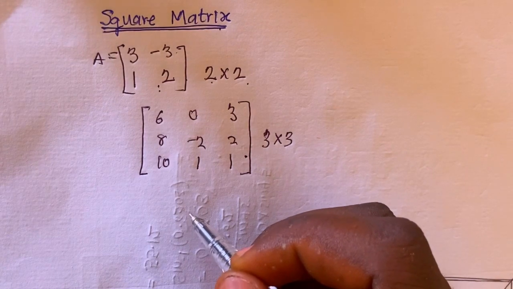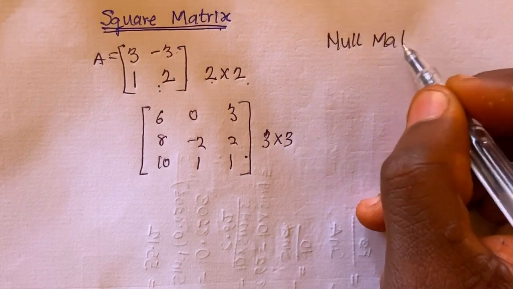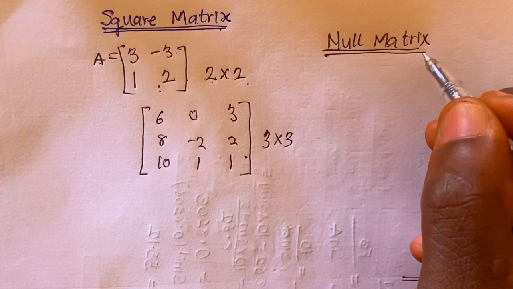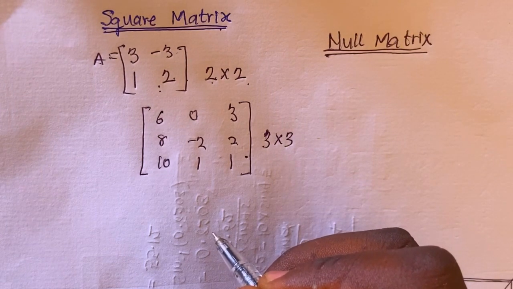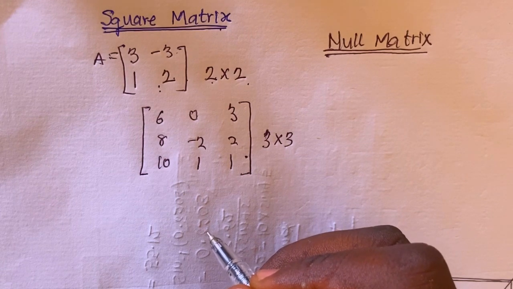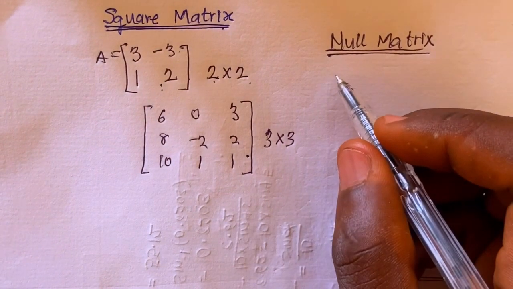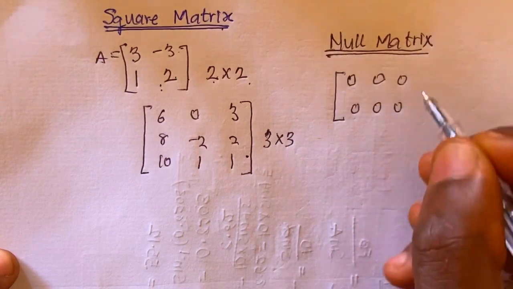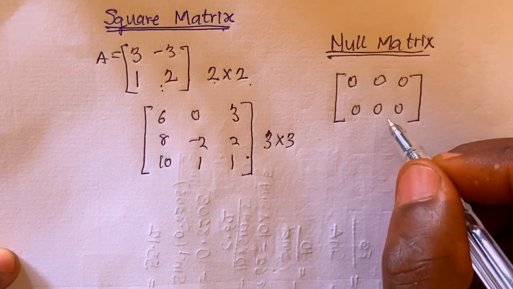After that, let's move to the null matrix. A matrix is said to be null if all its entries are 0. That's a null matrix. For example, let's say you are given 0, 0, 0, 0, 0, 0. What type of matrix is this? This actually is a null matrix.